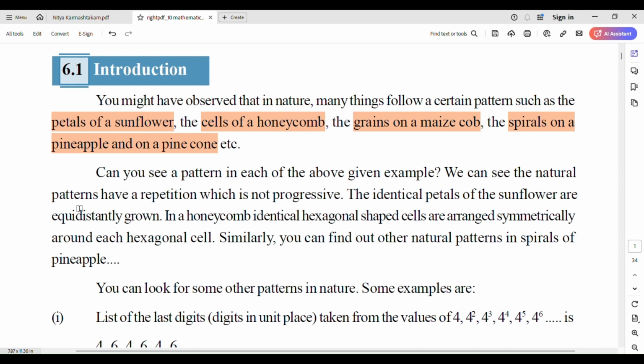These are all some of the patterns which we see in nature. We see that natural patterns have a repetition which is not progressive. The identical petals of a sunflower are equidistantly grown, basically. And in a honeycomb, identical hexagon shaped cells are arranged symmetrically around each hexagonal cell. Similarly, you can find several patterns in nature.